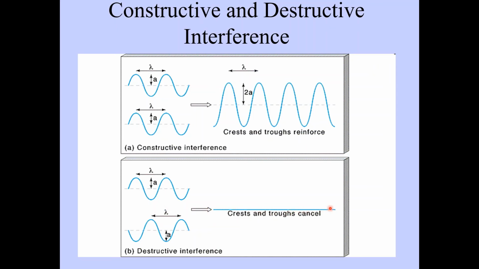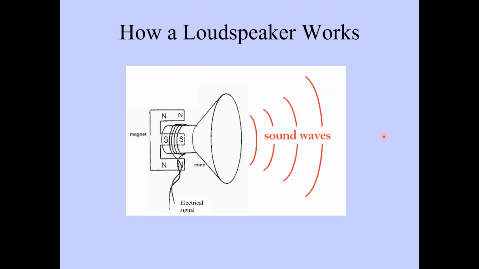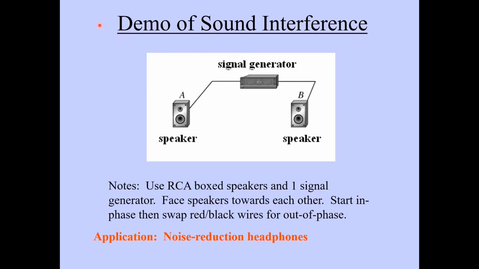And this is a very fascinating phenomenon that we're going to look at. We already saw in the previous chapter how the loudspeaker works. Remember, the loudspeaker has this speaker cone that vibrates back and forth and creates sound waves. So in this demonstration, we're going to have two speakers connected to a signal generator, and we are going to play the sound in these speakers both in phase and out of phase. So let's watch that video right now.